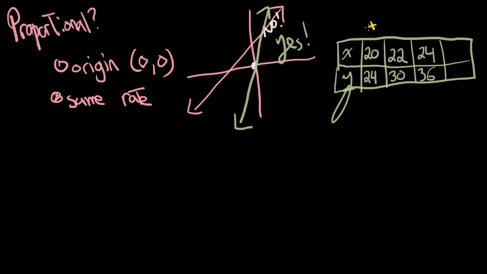Okay, so you're looking at this and going, okay. These are going up by 2. That's exciting. And these are going up by 6. Oh, therefore it's going to be proportional. Well, is it? I don't know. Let's just see what happens.